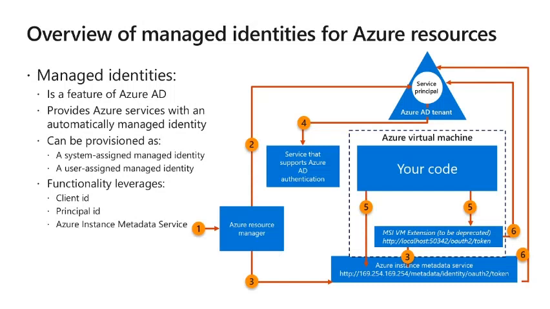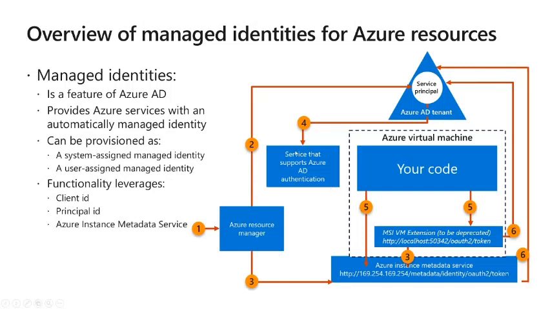Azure Resource Manager receives a request to enable the system assigned managed identity on a VM, or to create a user assigned managed identity and assign it to the VM. Azure Resource Manager creates a service principal in Azure AD for the VM's identity. The service principal is created in the Azure AD tenant that's trusted by the subscription. Then Azure Resource Manager configures the identity on the VM, which means it updates the Azure Instance Metadata Service identity endpoint with the service principal client ID and certificate.